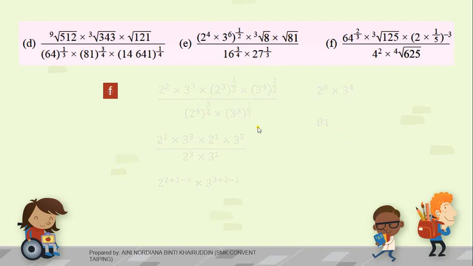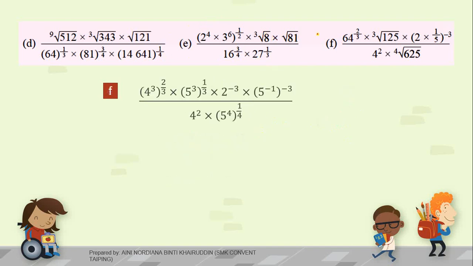Okay, question F. 64 here changes to 4 cube. 125 here, 5 cube. Take out from the bracket, so 2 to the power of negative 3. 1 over 5 here, I change to 5 to the power of negative 1, to the power of negative 3. And then for the denominator, I change 625 to 5 to the power of 4, so that we can simplify or cancel out this.